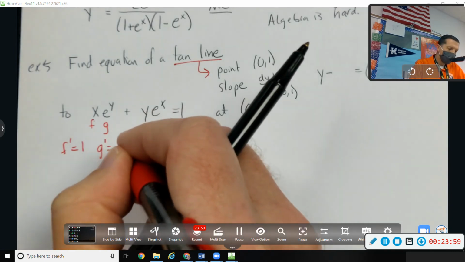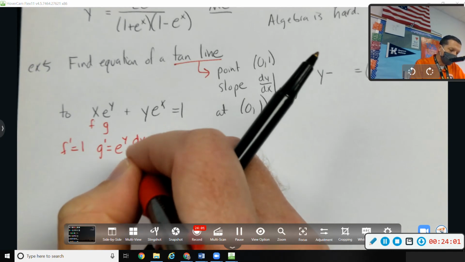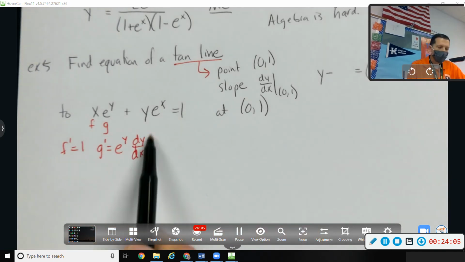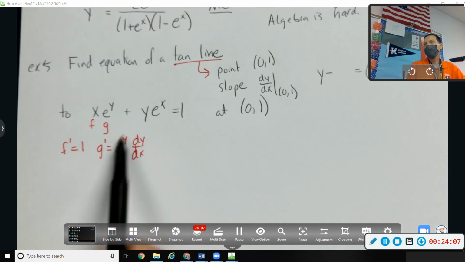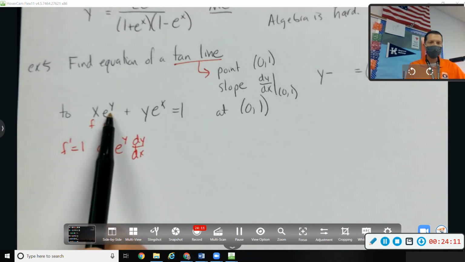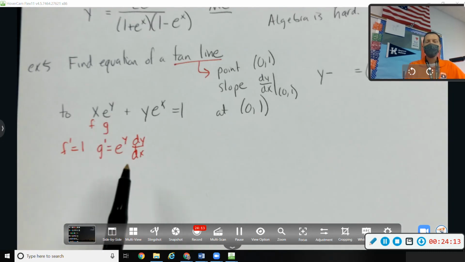Good, e to the y times dy dx. Because anytime there's a y in there, dy dx has to show up. A few of you forgot that a couple times on the test, doing implicit differentiation. Anytime you're taking a derivative with a y involved, dy dx is going to have to show up.